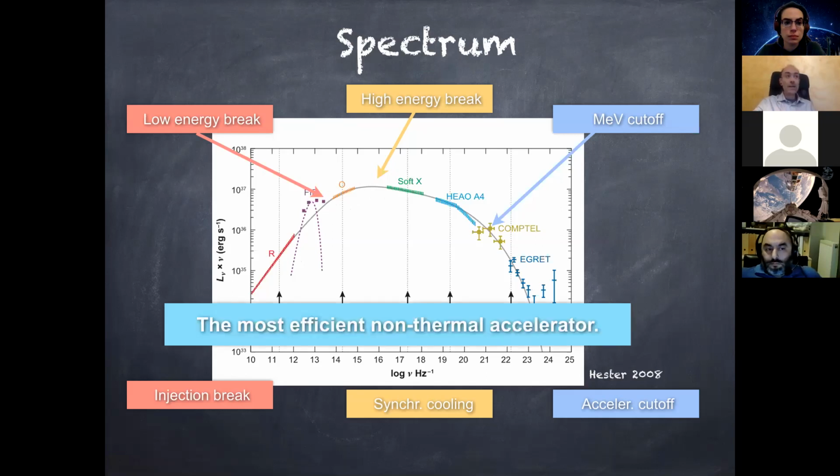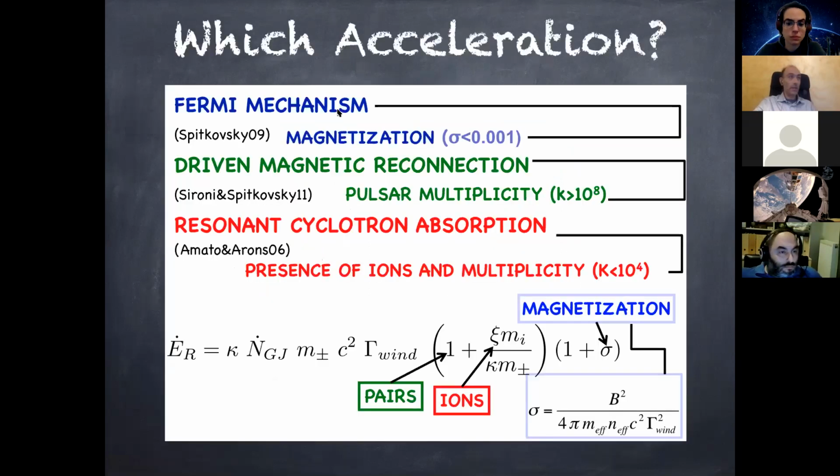So there have been various mechanisms proposed for accelerating particles. We go from the standard Fermi mechanism, however, these usually require very low magnetizations. They require a wind that's almost completely kinetic dominated. You have magnetic-driven reconnection, which instead works very well in a highly magnetized wind, but requires very high multiplicity, lots of pairs in the wind. And then you have other mechanisms that invoke the presence of ions. Now, none of these seems to work properly.